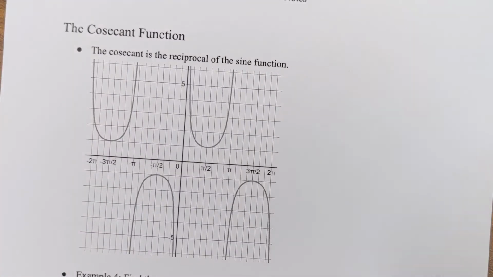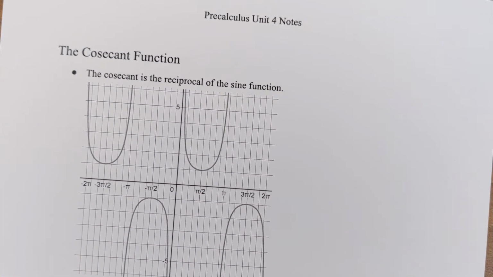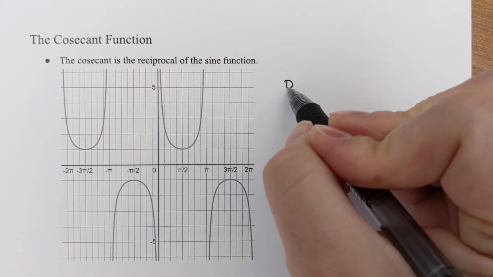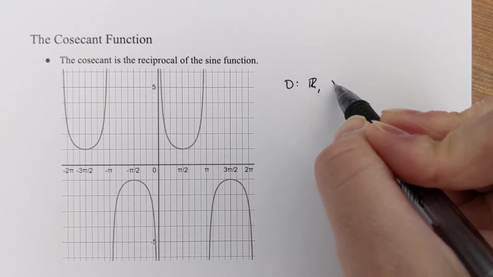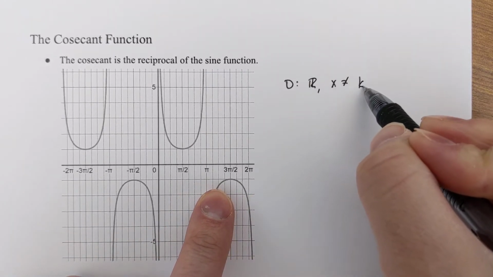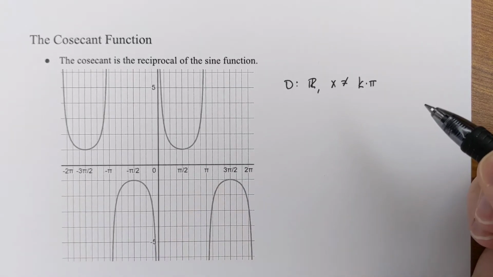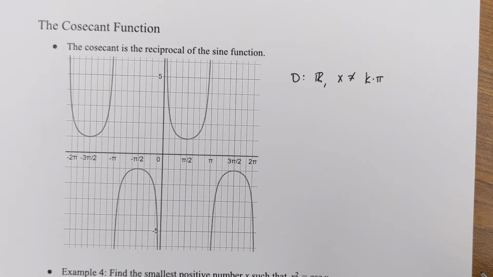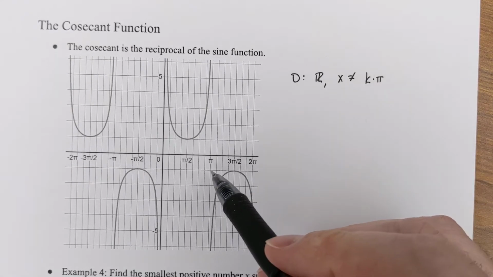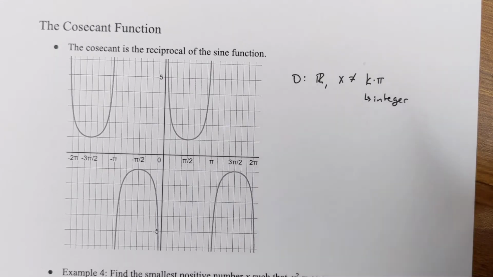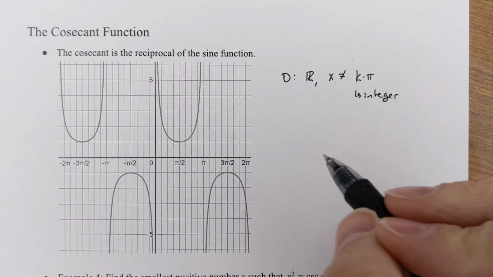Okay, and it looks like the last one is the cosecant function. This guy's the reciprocal of the sine. So the domain is all reals, x not equal to multiples of pi, k times pi. Is this the same graph as I had before? Oh, no, it's not. So any multiple of pi, where k is an integer. You can't just say k pi because then k could be anything you want.